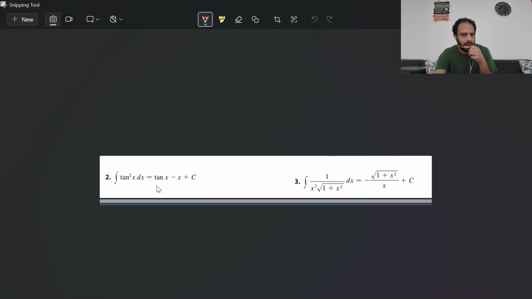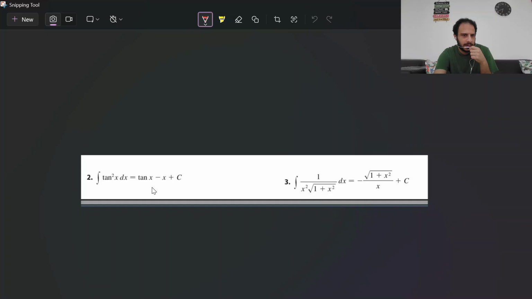Same idea. You need to differentiate to know whether the answer is correct. You need to differentiate tan x minus x. You need to get what? Tan squared. Let's do that. What's the derivative of tan x minus x? Secant squared x minus 1, plus 0. Then this equals what? Tan squared, right? This is the identity: secant squared minus 1 equals tan squared. Thank you.